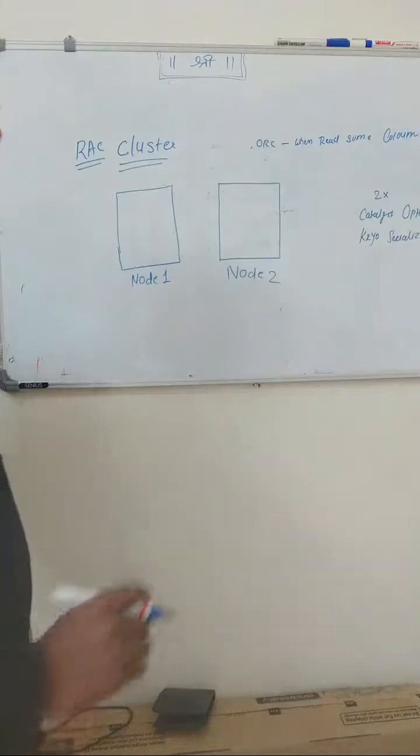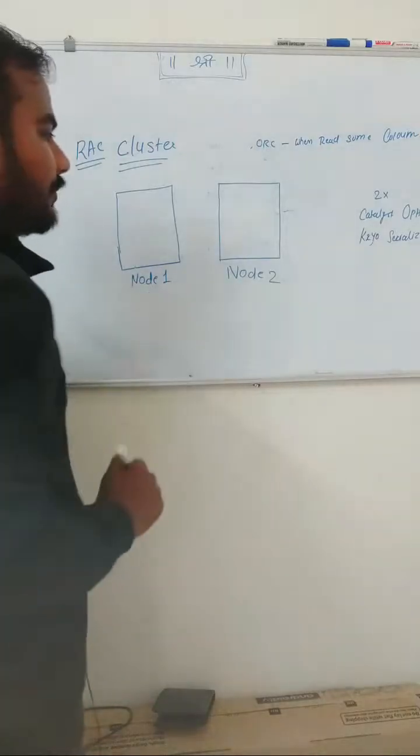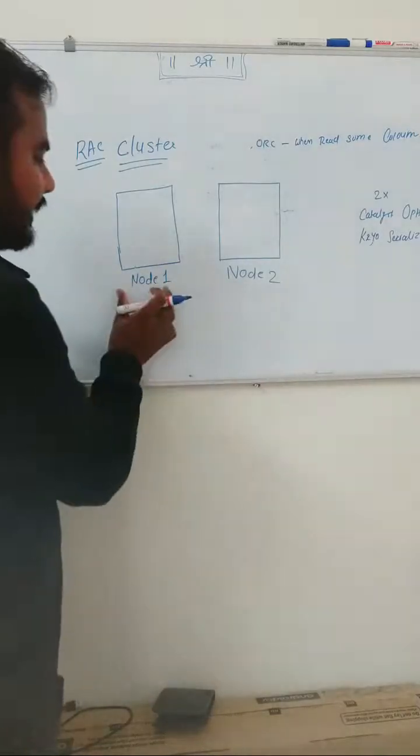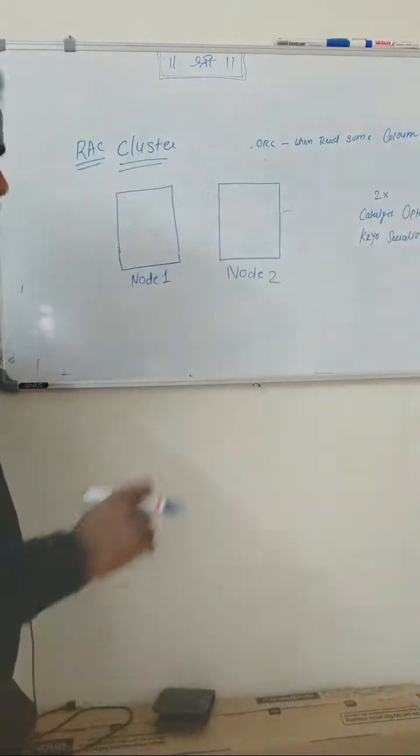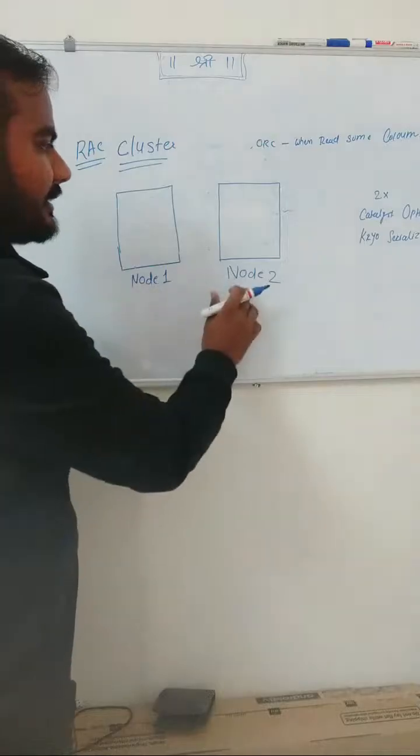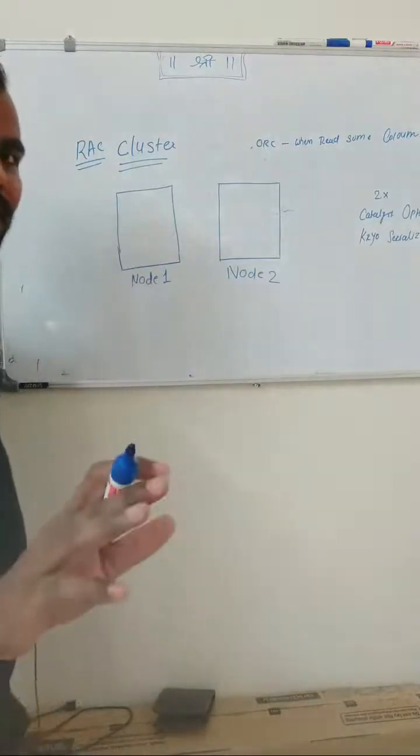Okay. So this is node 1, this is node 2. When someone says it is a first node and a second node, this is basically a server only. This is one server and this is the second server. Every server has some IP address.